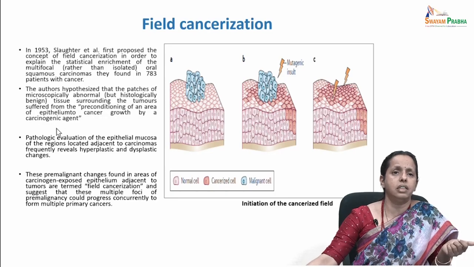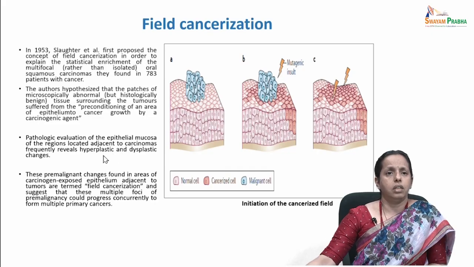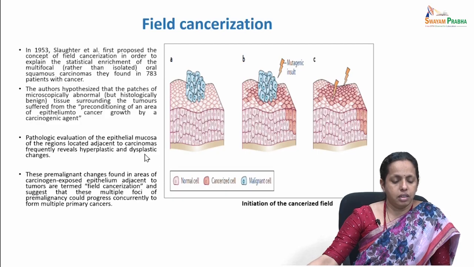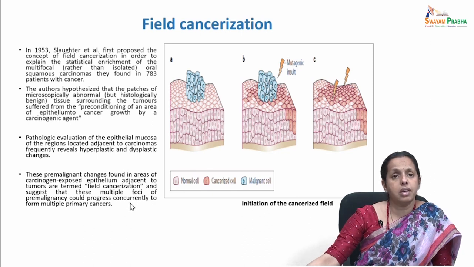You can clearly see it in the histopathology. This pathological evaluation has revealed that there are hyperplastic and dysplastic changes. There are pre-malignant changes found in the areas of carcinogen-exposed epithelium adjacent to the tumors, and these are termed field cancerization. These multiple foci of pre-malignancy could progress concurrently to form multiple primary cancers.